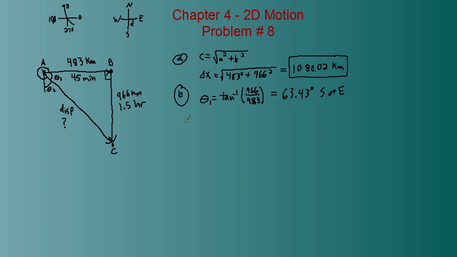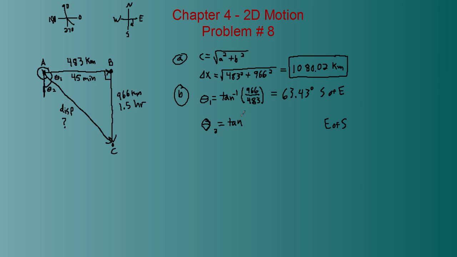Theta 2, on the other hand, my tablet writing skills are impeccable. Theta 2, we can see the angle starts from the south line and goes over and up east of the south line. So this one is going to be east of south.